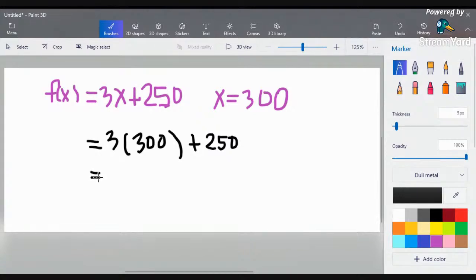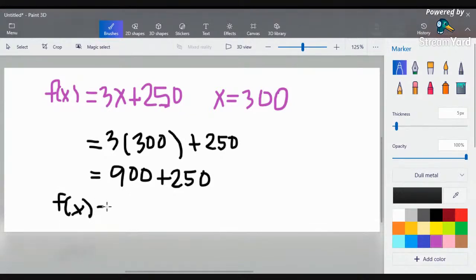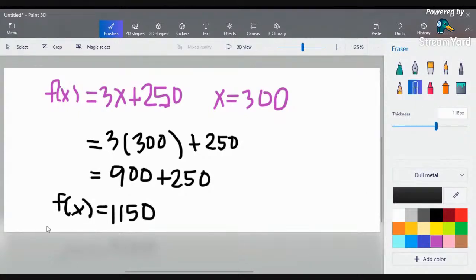Okay. So 900 plus 250, and therefore f of x is equal to 1,150. This will be the profit if they sold 300 bags. Okay? Take a screenshot please so you can see the answers. And next one, what if they have a profit of 2014?